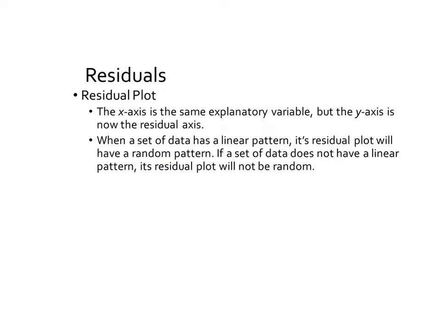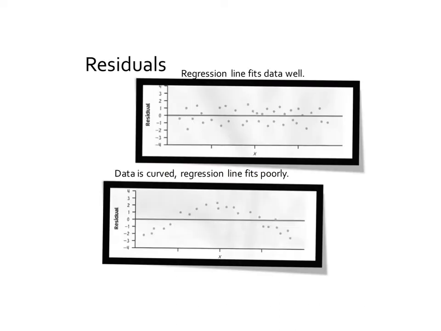So for a residual plot, the things to remember: the x-axis is the same as the explanatory variable, but the y-axis is now the residual axis. When a set of data has a linear pattern, its residual plot will have a random pattern. If a set of data does not have a linear pattern, its residual plot will not be random, meaning there will be a pattern.